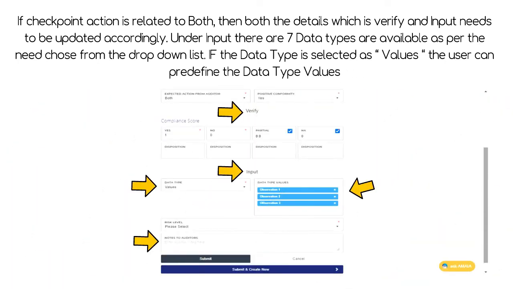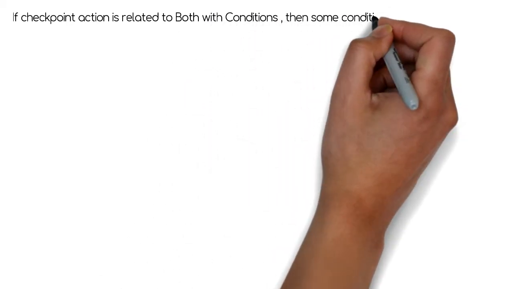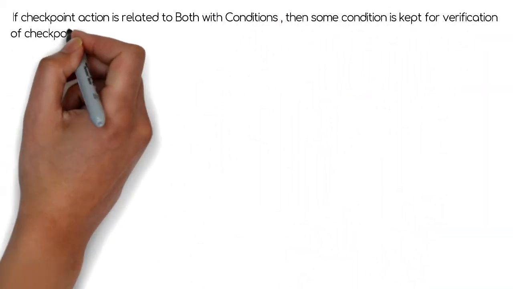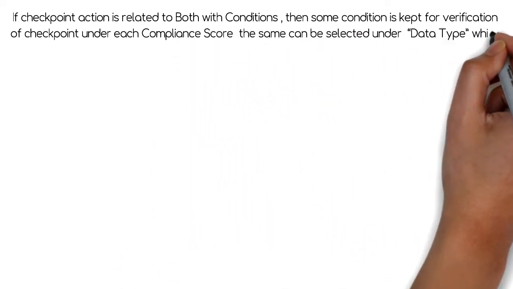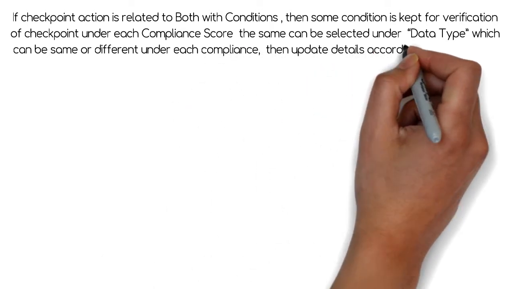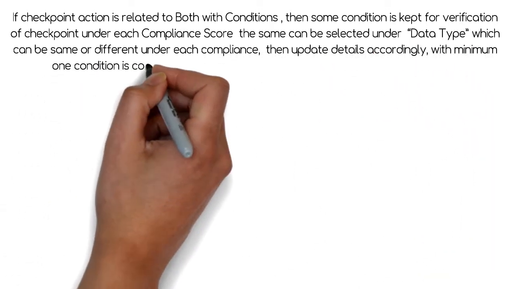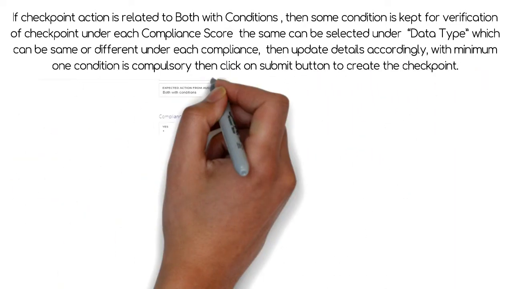If the checkpoint action is related to both with conditions, then some condition is kept for verification of the checkpoint under each compliance score. The same can be selected under data type, which can be the same or different under each compliance. Then update details accordingly. A minimum of 1 condition is compulsory. Then click on the Submit button to create the checkpoint.